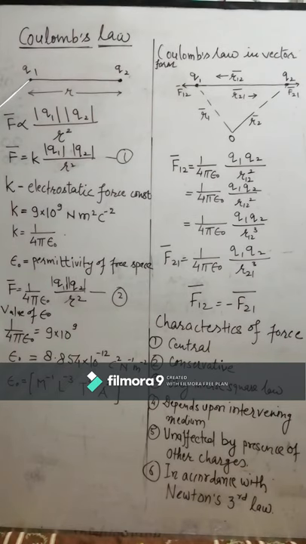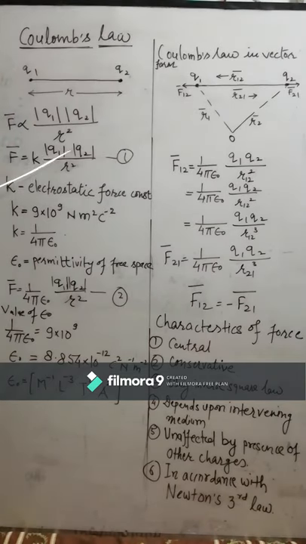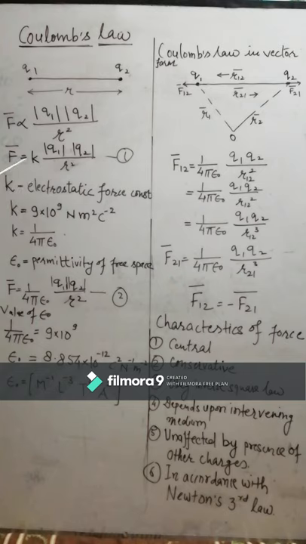Let us consider two point charges Q1 and Q2 kept at some distance r. Then we can write the force as F proportional to magnitude of Q1 into magnitude of Q2 divided by r square. If we remove this sign of proportionality, we have to take one constant. So it becomes F is equal to K Q1 Q2 by r square. Here K is called the electrostatic force constant. In the SI system, the value of K is 9 into 10 to the power 9 Newton meter square per coulomb square. K is also written as 1 by 4 pi epsilon 0.